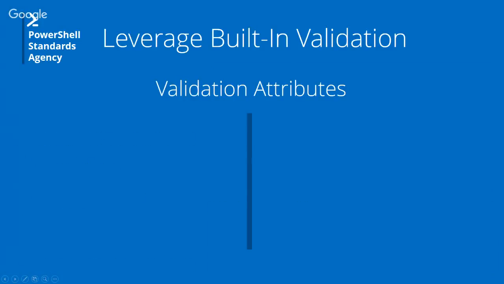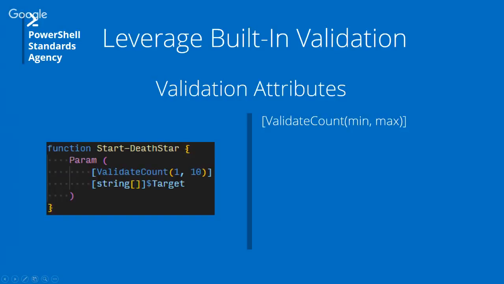So the last one under built-in validation, and there's really quite a few components to this, is validation attributes. These are really handy for sanitizing your inputs, and it'll save lines and lines of code where you might have a situation where you want to check quite a few of these. So the first one being ValidateCount. With this, we can actually validate the number of arguments that are provided to an array. So if you're providing targets, you maybe want it to be at least 1, but you don't want it to be any more than 10. Let's not blow up the whole system here.